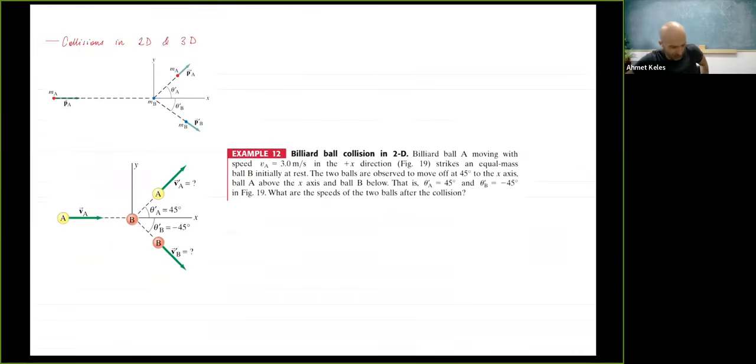So the collisions so far I considered were in 1D, but there may be cases where the collision is in a more general geometry, in 2D or in full 3-dimensional geometry. So the idea is, if momentum is conserved, which is the case in collisions, each component is conserved separately.